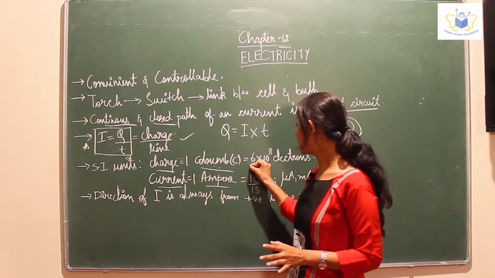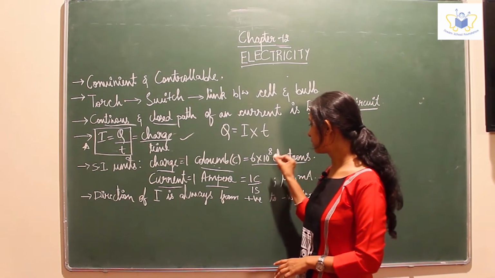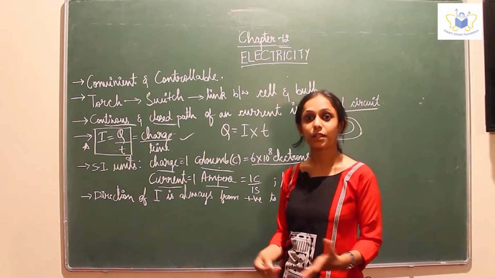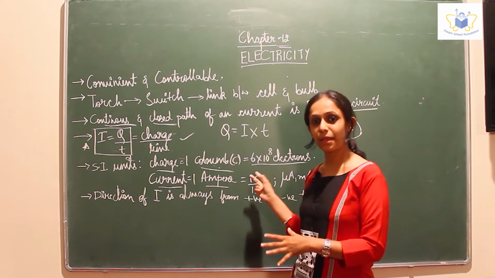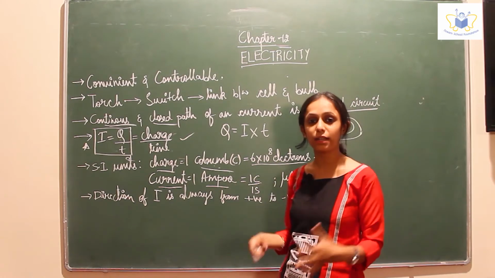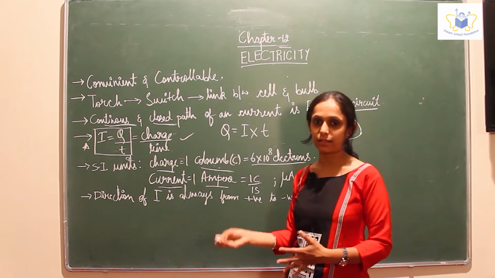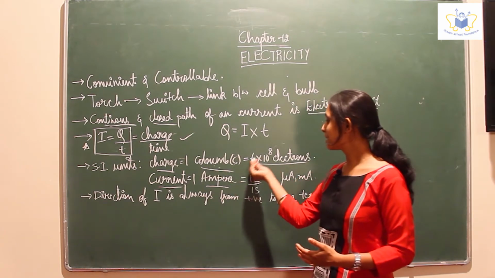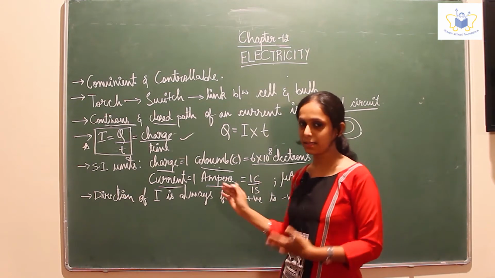Basically, this is a noted value. So 1 coulomb value is 6 into 10 to the power of 18 electrons. Now what are these electrons? Electrons are the elements which are very necessary for producing charges. Without electrons there are no charges. So what is 1 coulomb? 6 into 10 to the power of 18 electrons flowing in a circuit.